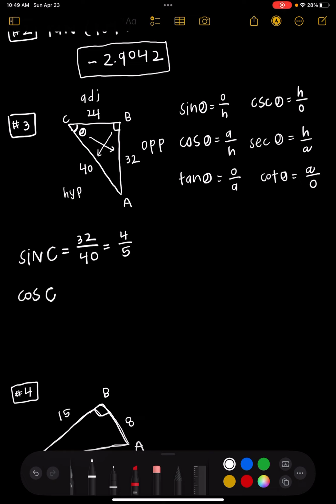So cosine of C, based on what we just wrote out, is adjacent over hypotenuse. So my adjacent side is 24. My hypotenuse side is still 40, so now I have 24 over 40, which simplifies to be 3 over 5.